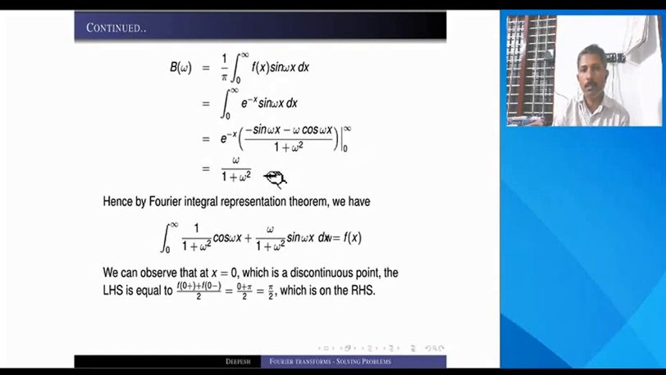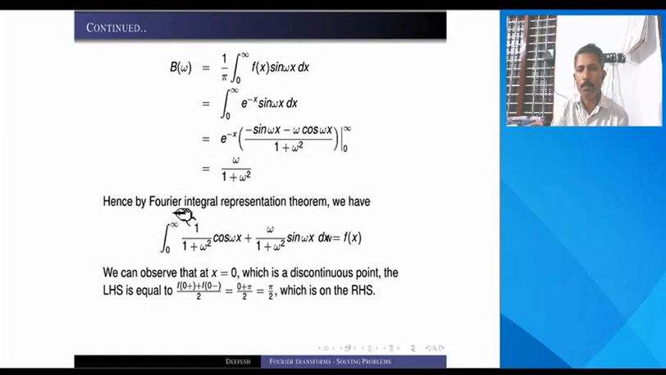So here, while putting infinity, e raised to minus infinity will be 0, and while putting 0, e raised to 0 will be 1, and this will become 0, and this part will be minus omega by 1 plus omega square. So 0 minus minus omega by 1 plus omega square will become omega by 1 plus omega square.